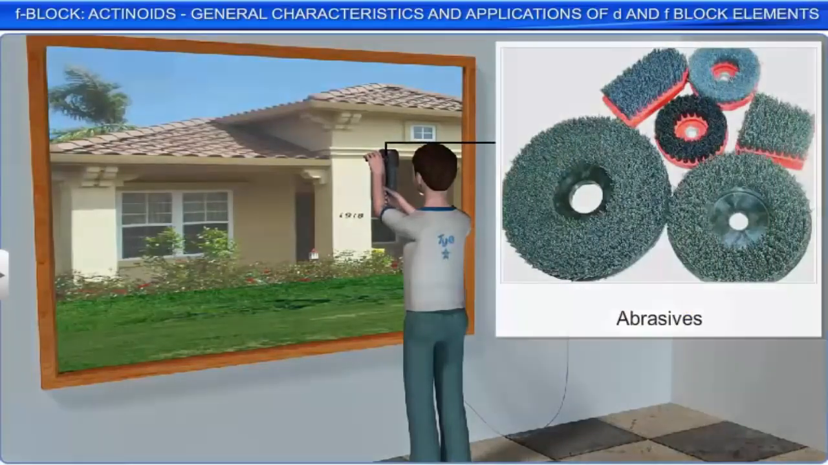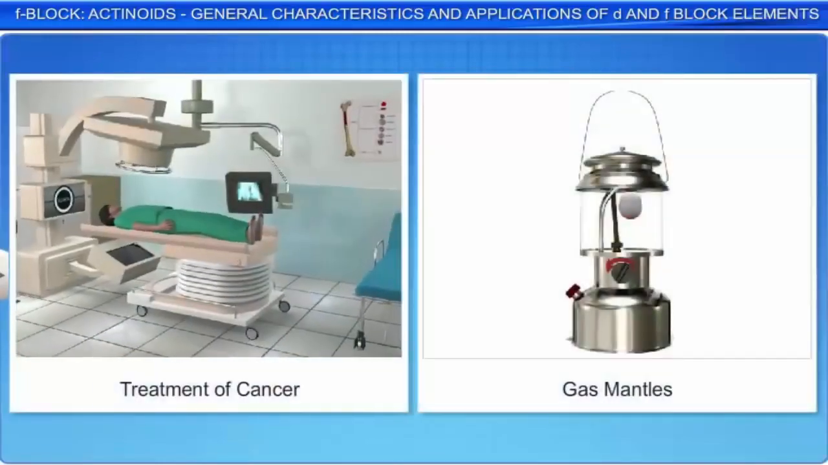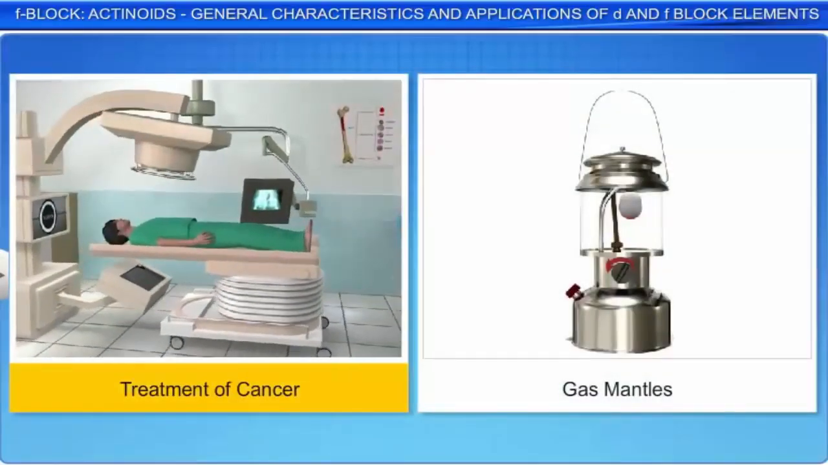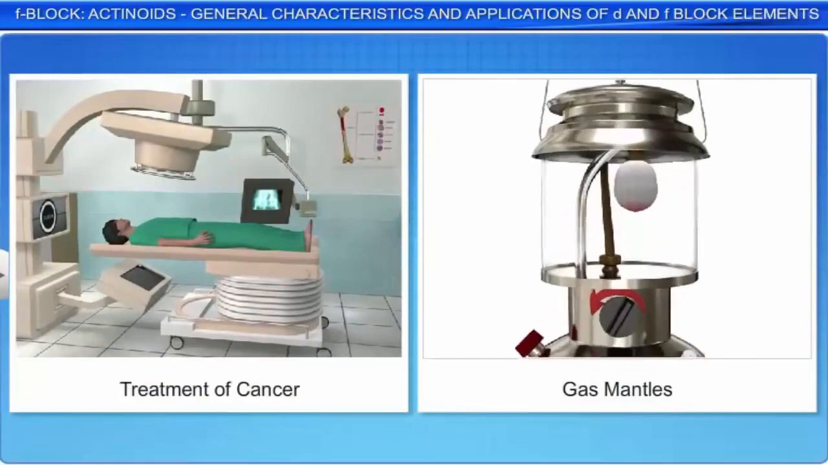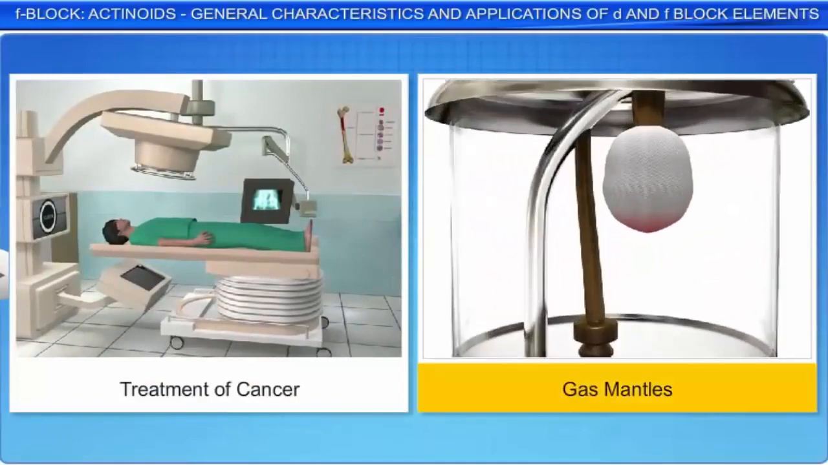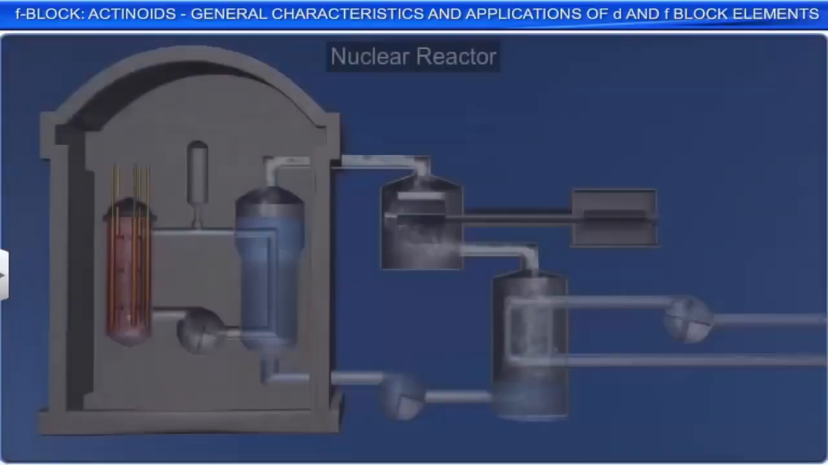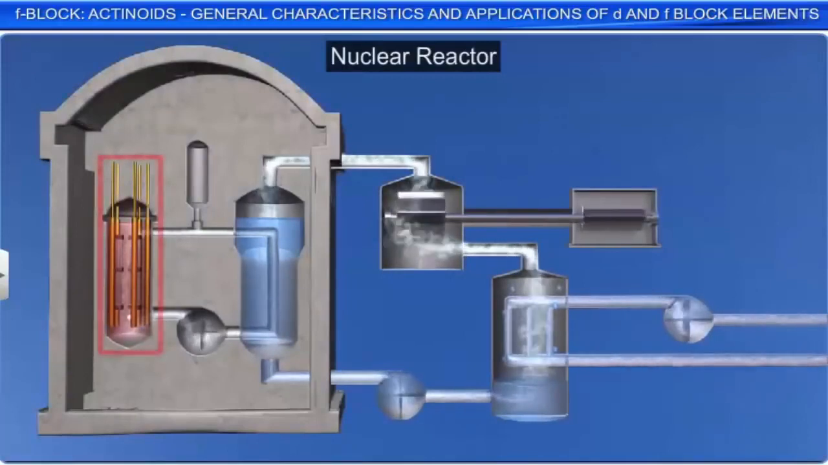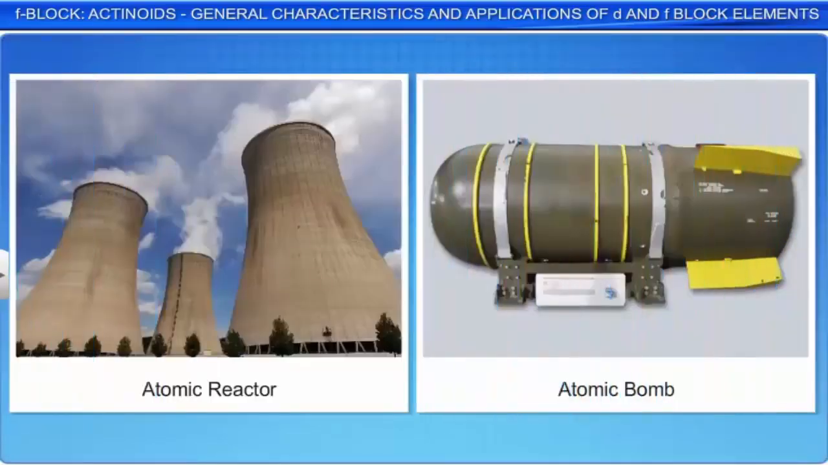Thorium is used in the treatment of cancer and in incandescent gas mantles. Uranium is used as a nuclear fuel. Plutonium is used in atomic reactors and in atomic bombs.